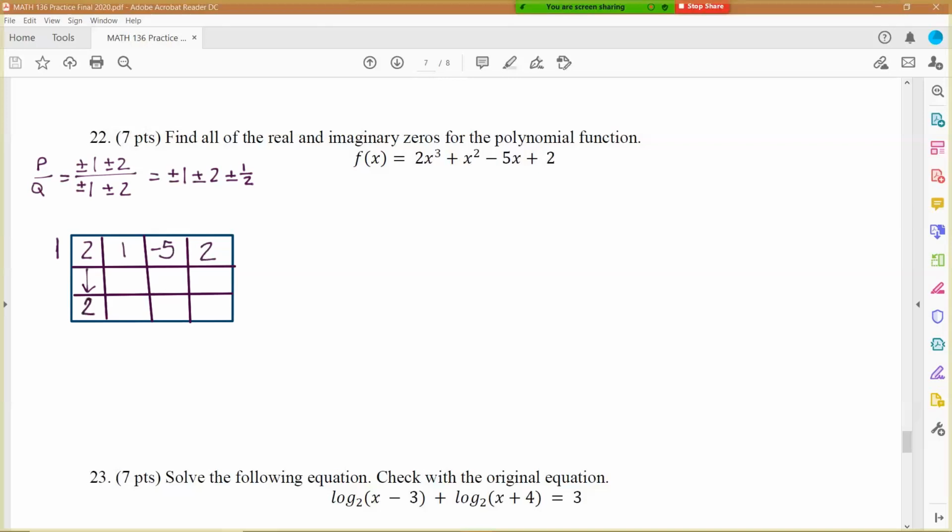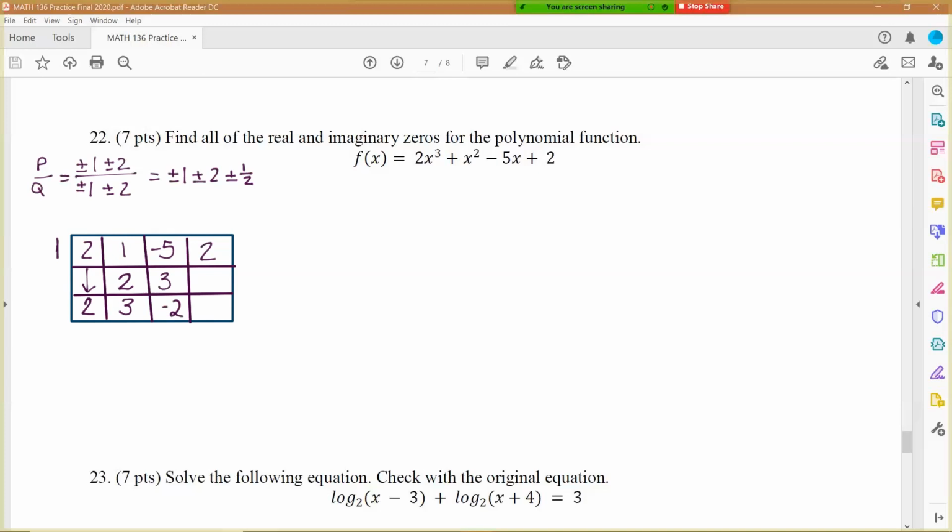Okay. So to fill out our synthetic division, bring that first coefficient down. So the 2 comes down. Then we're going to multiply to get the middle. 1 times 2 is 2. Then we're going to add. 1 plus 2 is 3. Multiply to get the middle. 1 times 3 is 3. Add to get the bottom. Negative 5 plus 3 is negative 2.